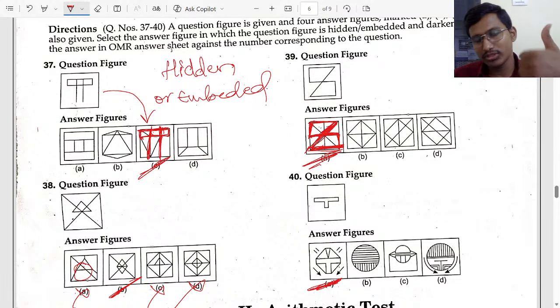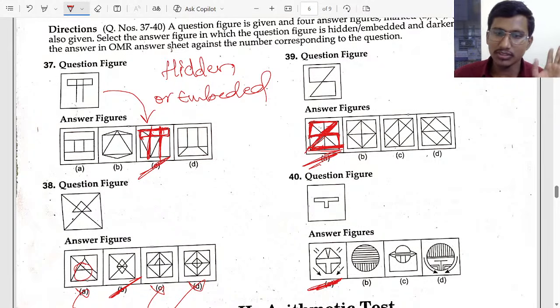So this is about the mental ability. So this is how you have to solve the question, students. Okay, so thank you for watching, and we'll see you tomorrow. Okay, so we solved the practice set of for mental ability.